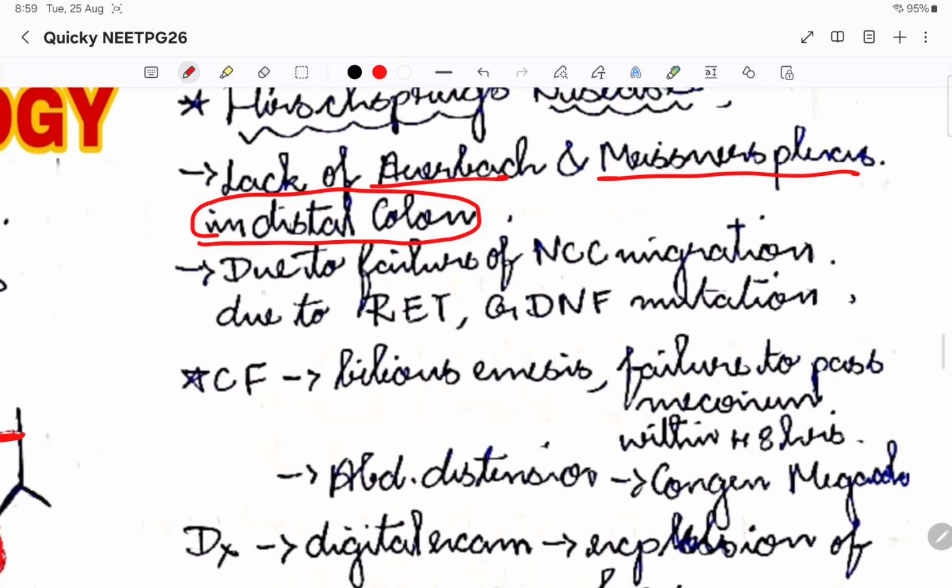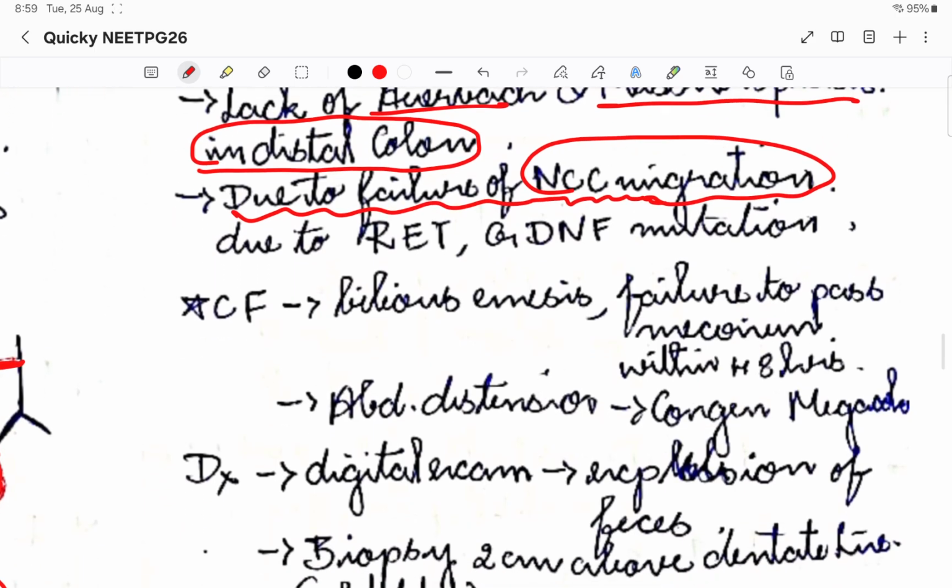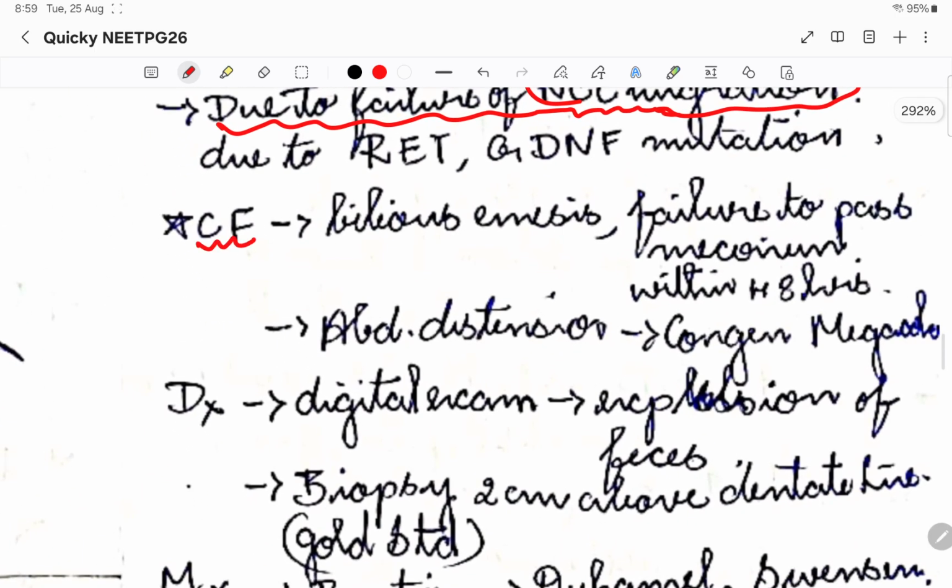The reason Auerbach's plexus and Meissner's plexus are not there is a failure of neural crest cell migration. NCC, I told you, all the CNS, PNS, everything develops from the neural crest cells. So if there is no migration of neural crest cells, the Auerbach's plexus and Meissner's plexus will not be there. Then the clinical features would be bilious emesis, and failure to pass meconium. All the stool will get collected, and sometimes there will be vomiting, which will be bilious.